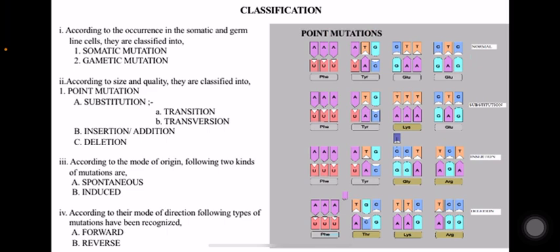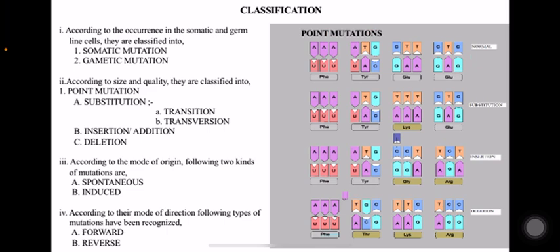And usually they are related with malignant growth, that is the cancerous growth. A gametic mutation is the one that occurs in the gamete cells, that is the sperm and ova, the reproductive body cells, and these are heritable and are of immense genetic significance.